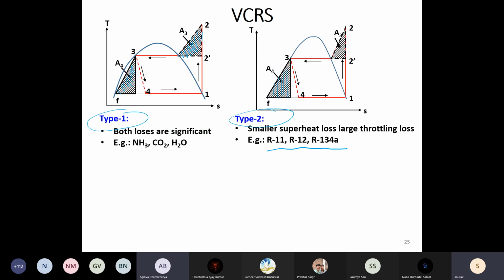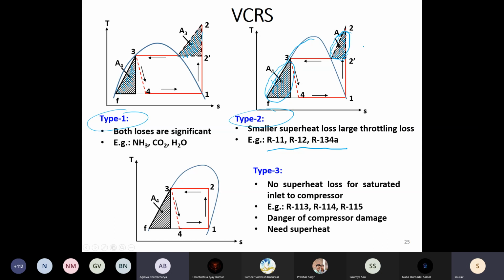They were refrigerants which have smaller amount of area under this superheat horn. But we were not able to reduce the throttling loss area. So this we still haven't been able to reduce, but we were able to reduce the superheat horn. So the shape of this dome is such that this area under this triangle was smaller.